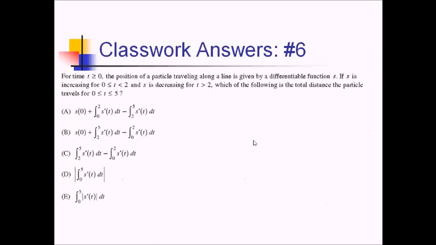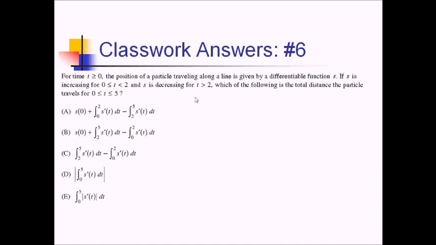For this problem, for time greater than 0, the position of a particle is given by some function s, and we're told that s is increasing between 0 and 2 and decreasing for all times greater than 2. Based off that, we want to know the total distance of the particle from 0 to 5. And they're not actually going to ask us for a constant, but we at least need to know how to set it up with one of these expressions here.